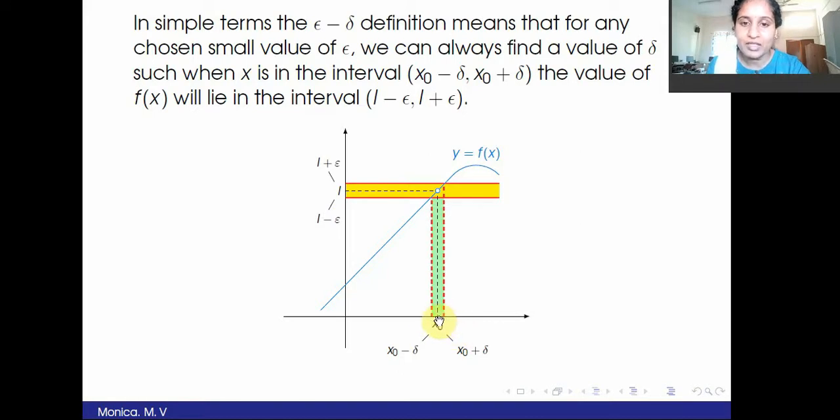I take any point in this particular green patch, the value of the function will always lie in this particular yellow patch. That means, given an epsilon neighborhood of L, I can find a delta neighborhood of x naught such that for any point in this delta neighborhood, the value of the function will lie in this epsilon neighborhood. That is the meaning of the epsilon delta definition for limits.